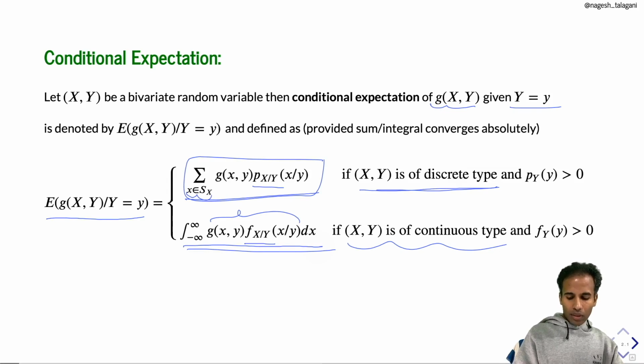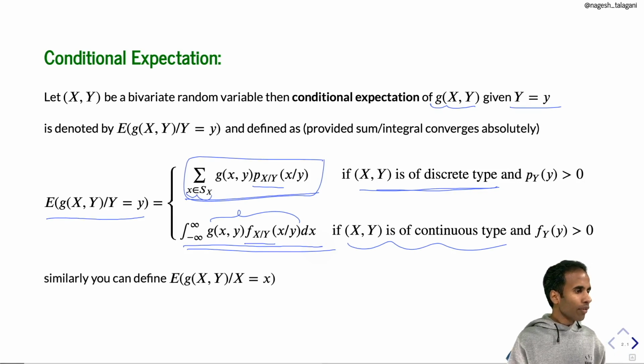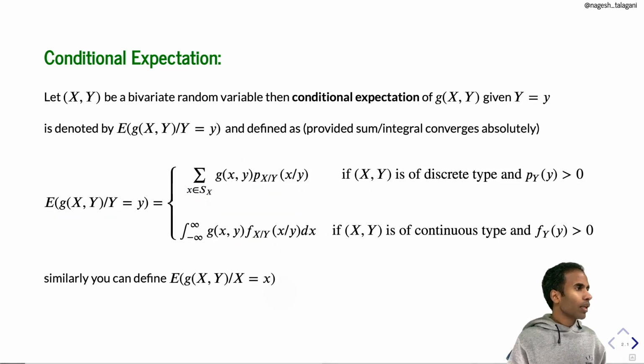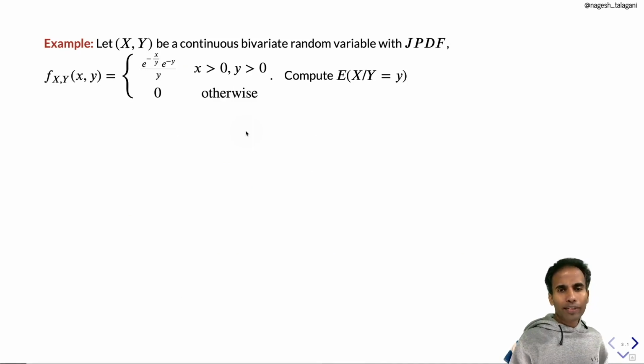Of course, we say this conditional expectation of g(X,Y) given Y exists provided the sum or integral converges absolutely. Similarly, we can define the conditional expectation of g(X,Y) given X equal to x. Fine. Next, let's do an example.